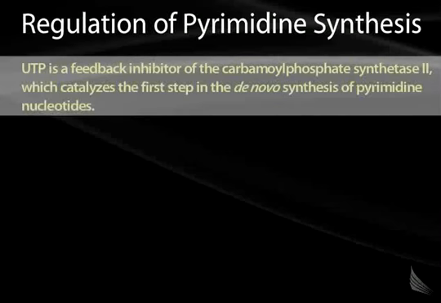Now, pyrimidine synthesis is also subject to negative feedback regulation. UTP, which is the first nucleotide formed in this process, is a negative feedback inhibitor of carbamoyl phosphate synthetase 2. And remember, that's the enzyme that catalyzes the first and regulated step in the de novo synthesis of pyrimidine nucleotides.